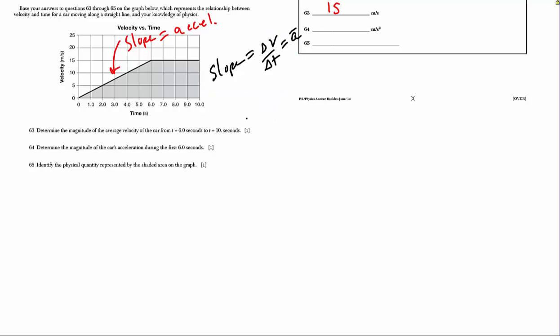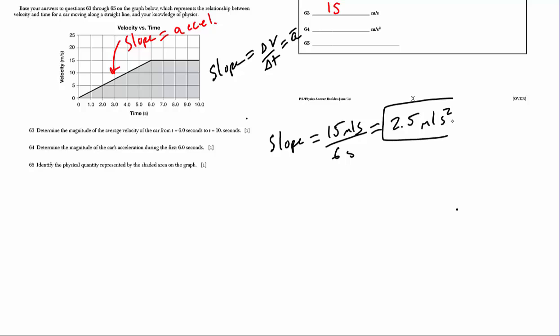So let's do that. Let's find the slope. Slope will equal the change in y. That's going to be 0 to 15, so we have a change of positive 15 meters per second over your time of 0 to 6 seconds. And that ends up being 2.5 meters per second squared. Units are already given, just got to toss in the number.